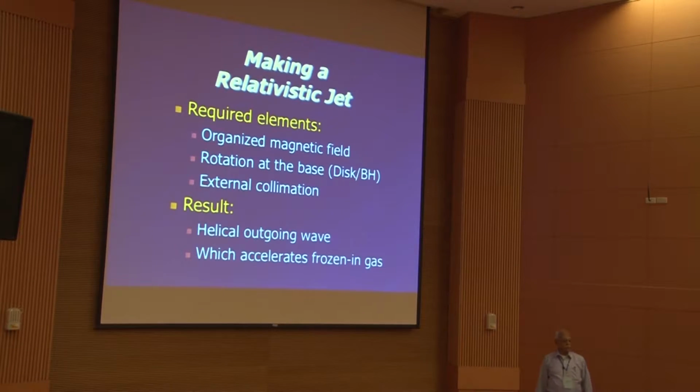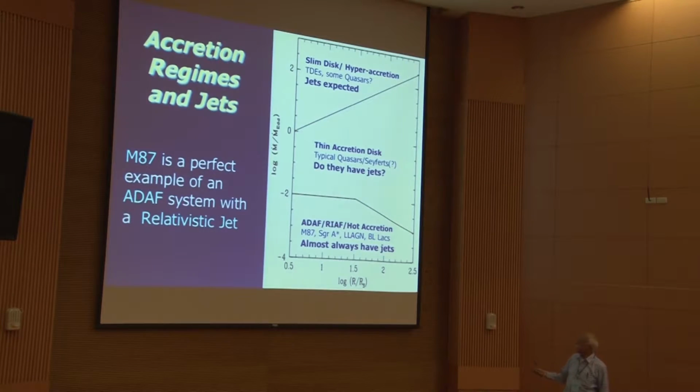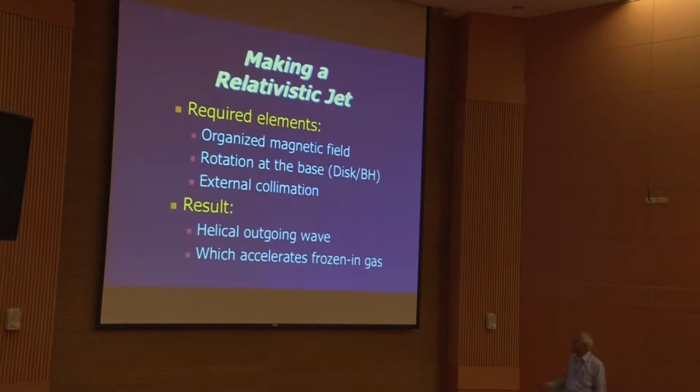How do we make relativistic jets? Why are these ADAFs so good for making jets? Here, there are question marks. Do they have jets, even still a little bit? Some of them probably do, but many of them apparently don't. And what's the difference? Why is it happening?